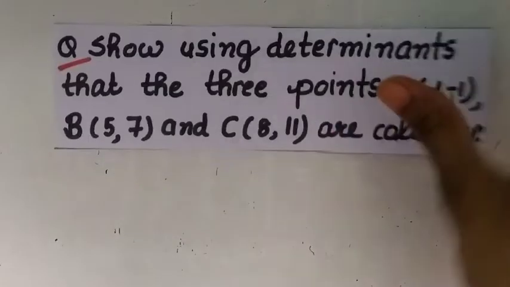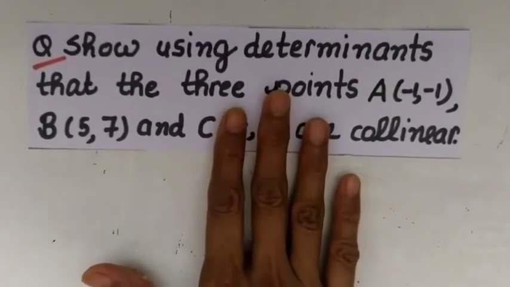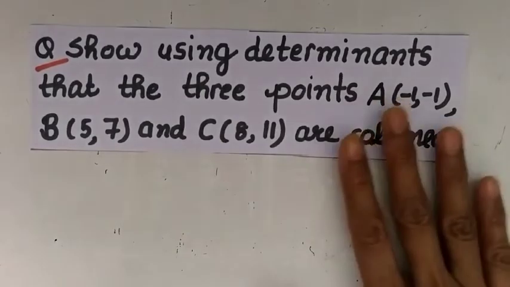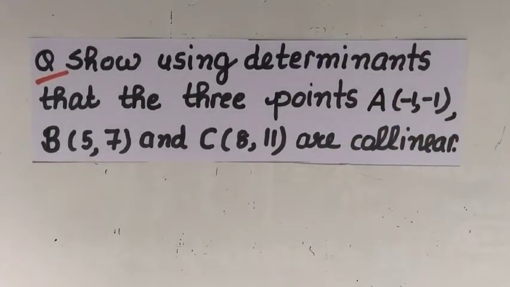So our next question is, show using determinants that 3 points A, B, C are collinear. Students, we know if area of triangle ABC is 0, then points A, B, C will be collinear. Otherwise, if area of triangle ABC is non-zero, then the points A, B, C will be non-collinear. Okay, so it's very simple in this question.